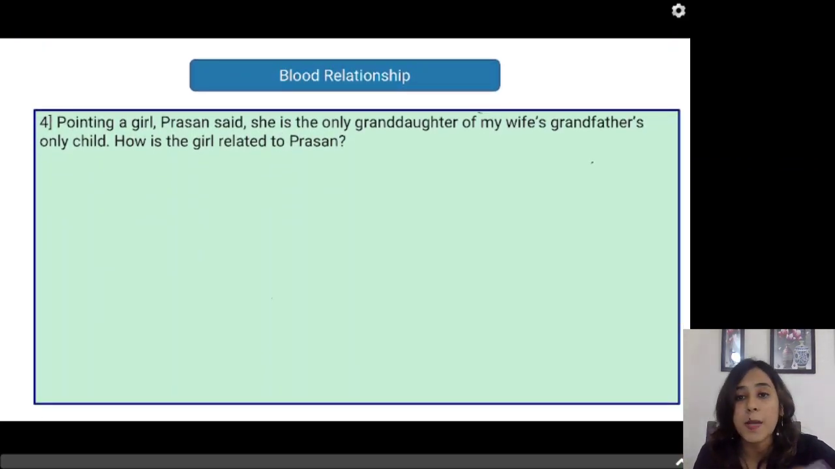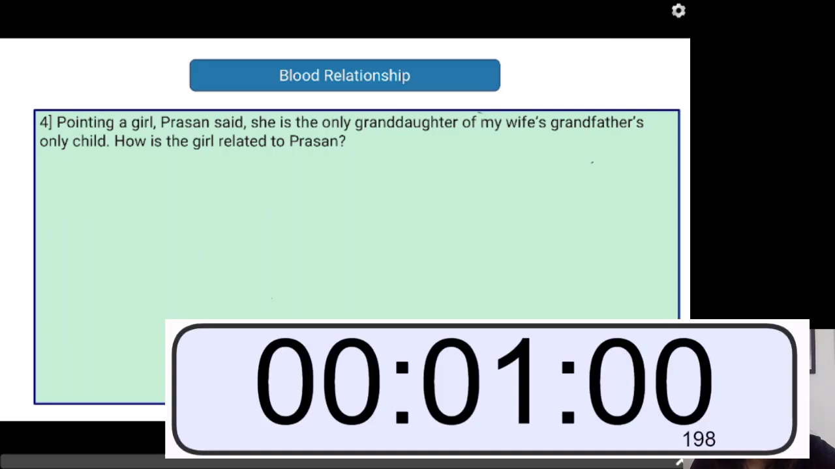Alright guys, this is a pointing kind of variation wherein one person points at a frame or a girl or a photograph, whatever, and gives the relationship, and you have to find out how that particular person is related to the narrator. So guys, your time starts now.